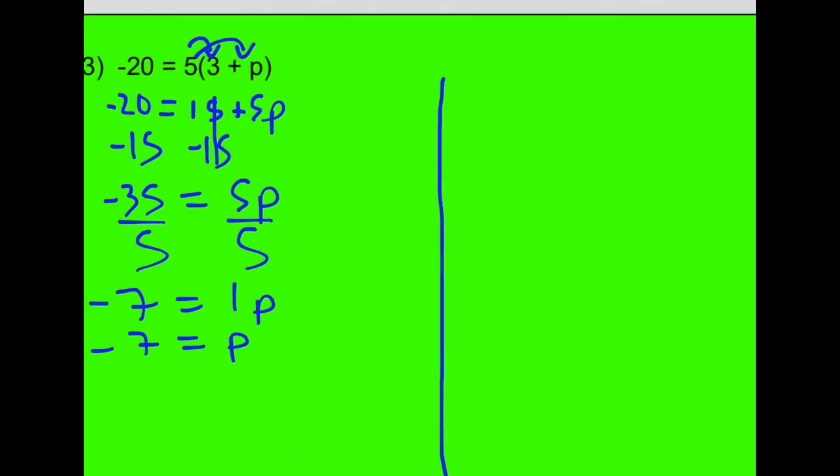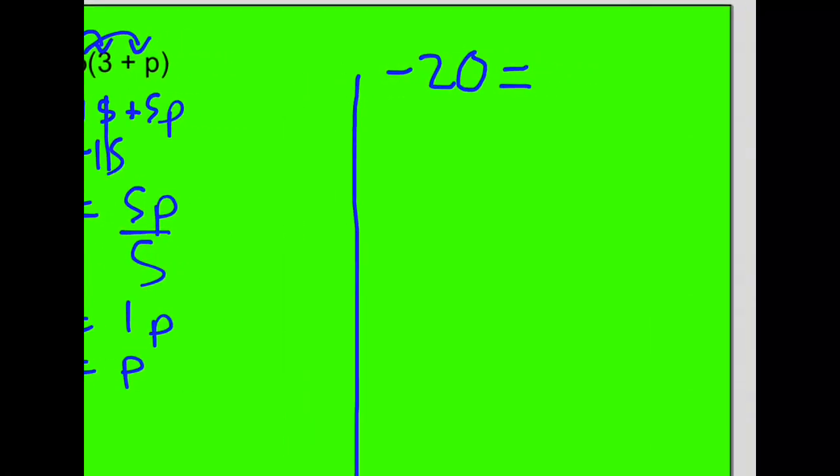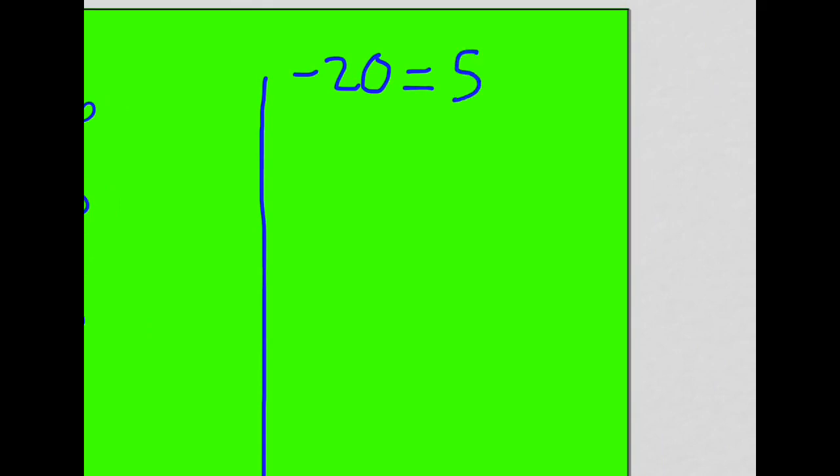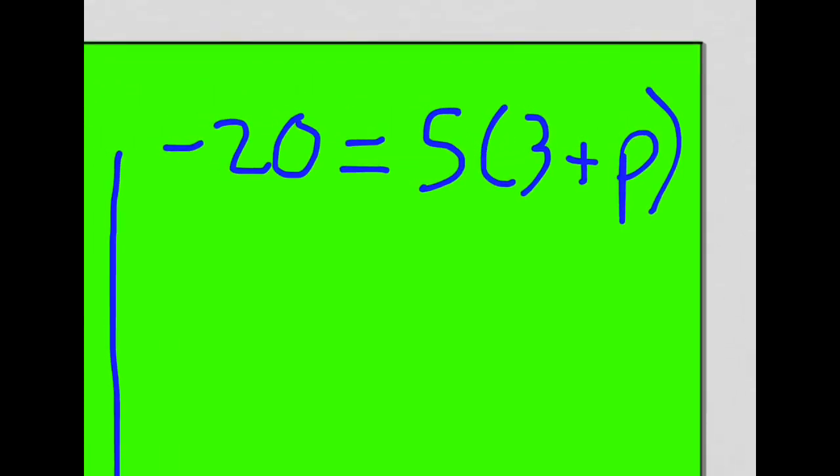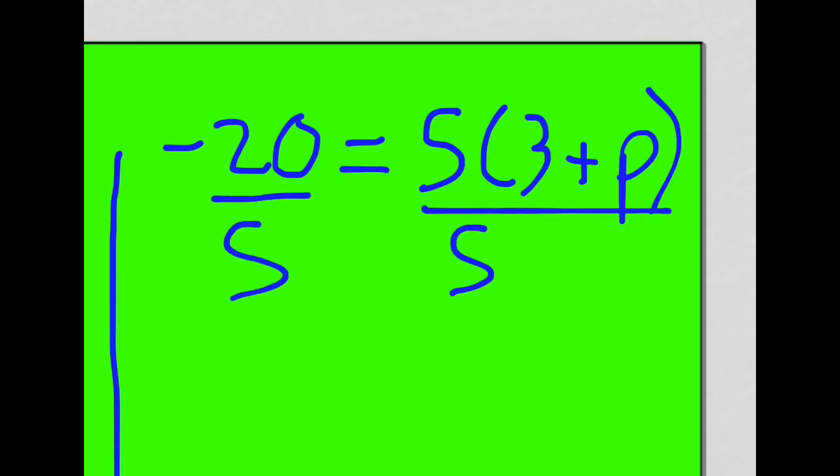Now the other way to do this, negative 20 equals 5 groups of 3 plus p. And I'll just focus in here. Now with the parentheses, and only when I have these parentheses, I can see that this is multiply by 5. So I'm going to do the opposite of multiply by 5, which is divide by 5. And I'll do that to the other side as well. And you're going to see what happens.